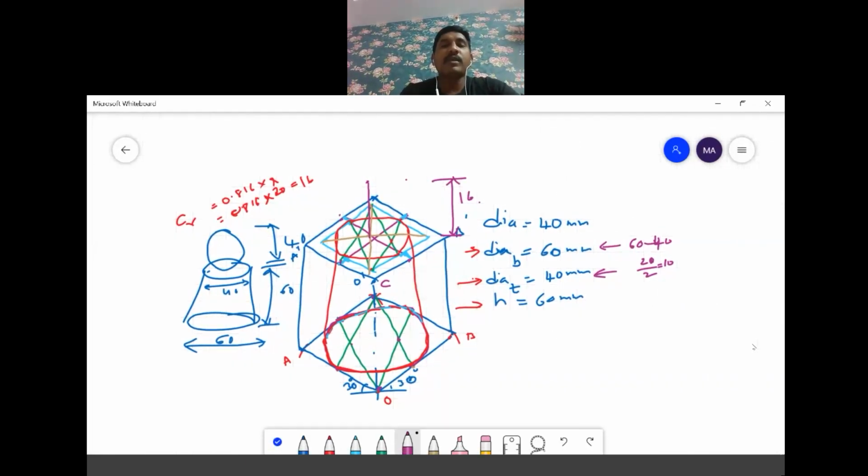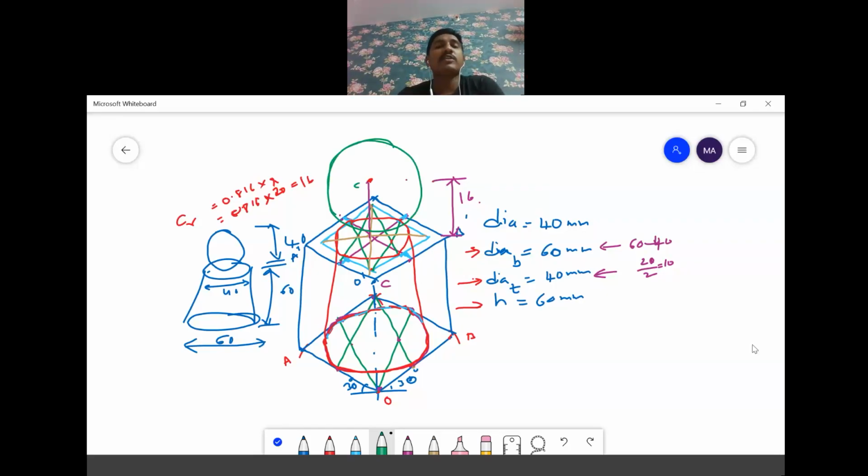So from here I am taking the radius as 20 mm on the compass, with this as the center. I am drawing one circle, and that will be the sphere.